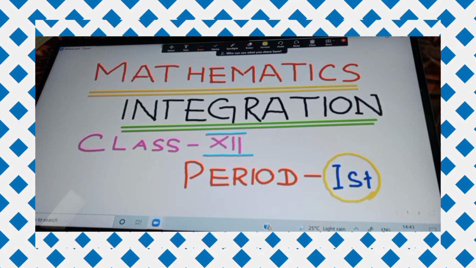So let's see, I hope you will enjoy this class. I have also discussed most of the vital formulas for this concept in this class. I hope you will watch it carefully again and again, remember the formulas and practice them.